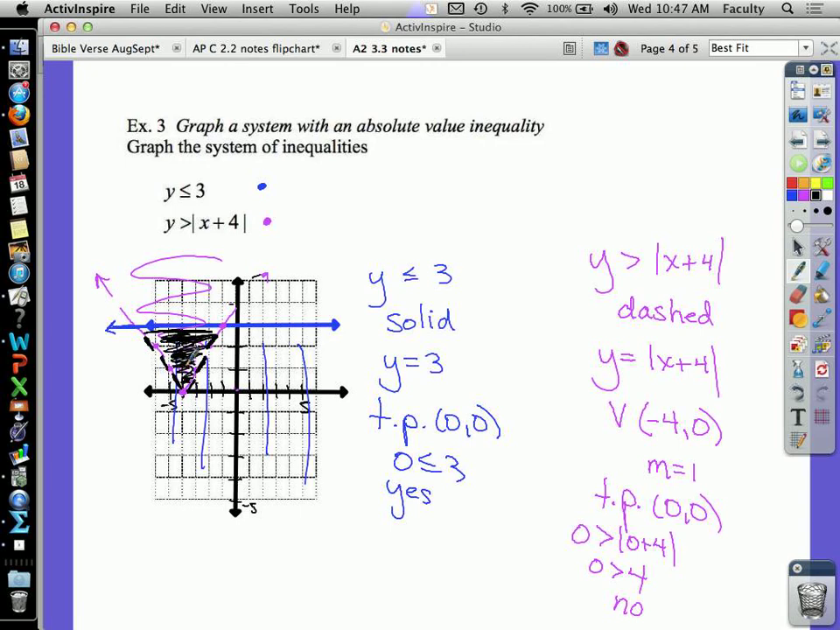So if you're using a pencil, you can just erase like I did. If you're doing a pen or colored pencil, go through and kind of darken a dashed line for me, and then write a note that says this is dashed. I'm okay with that, because I know with a pen there's nothing you can do about that. Alright, any questions on this one?